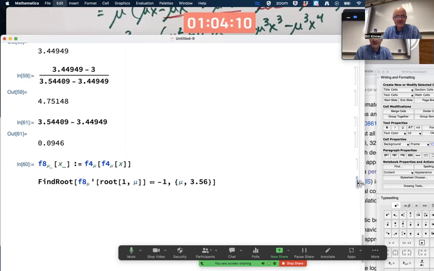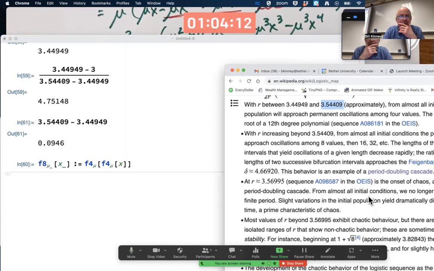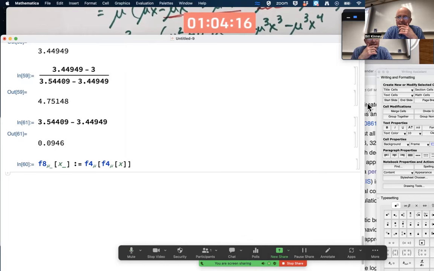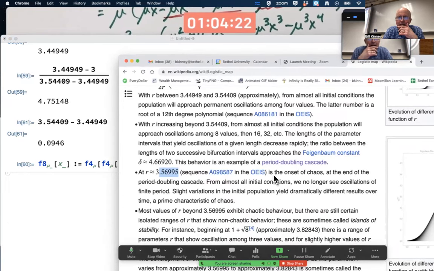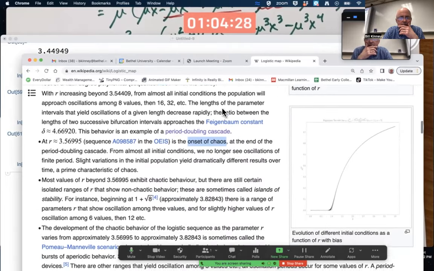I think the next bifurcation value is near 3.56. Does Wikipedia say? I see there's close to 3.56. Is that what they're talking about there? No, that's the onset of chaos. What's the next bifurcation value? Doesn't look like it's right there.